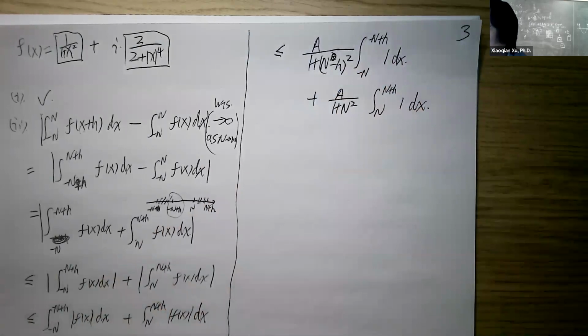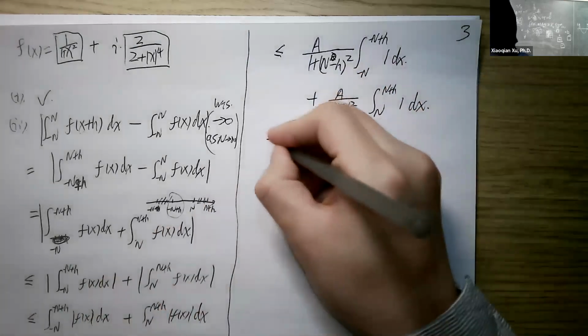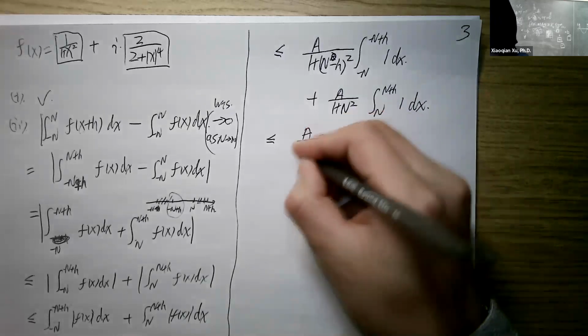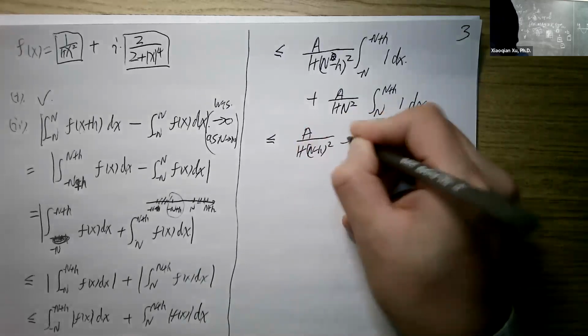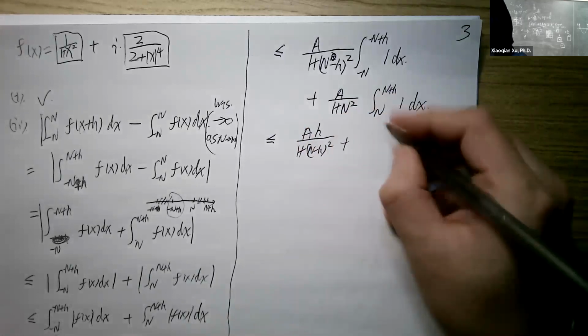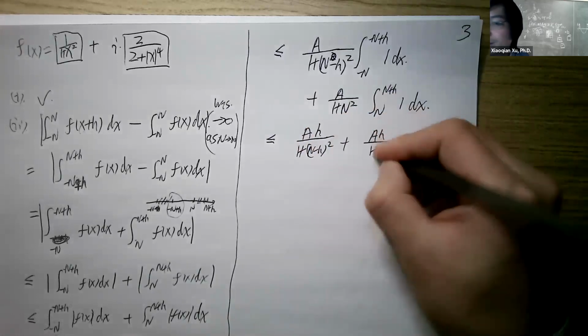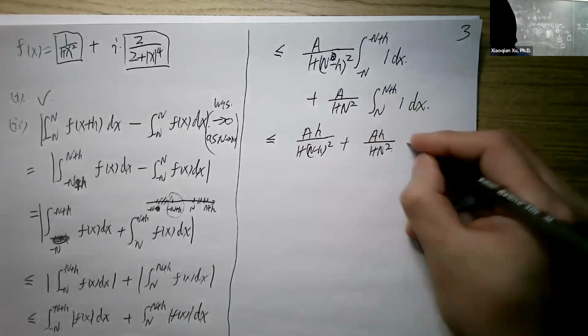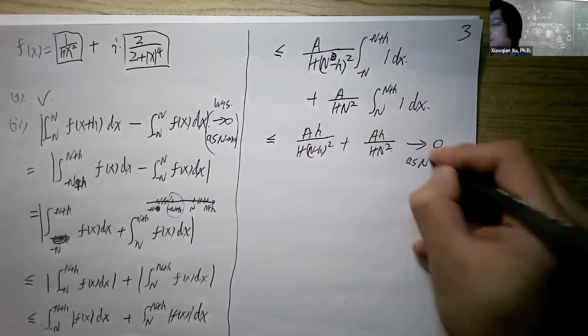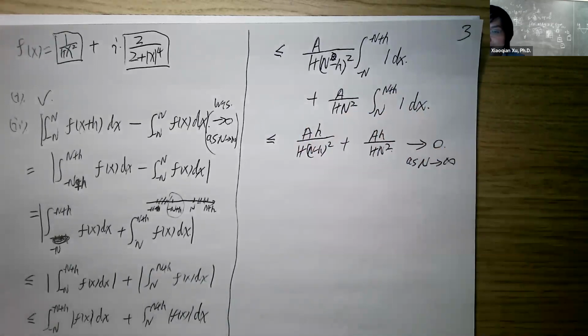Okay, so this is less than or equal to a divided by 1 plus (n minus h) squared times h, plus a times h divided by 1 plus n squared. So you can see that it tends to 0 as n goes to infinity. You can use epsilon-delta language to say it, but you can also see it very clearly under this expression. For fixed h, it will tend to 0. Okay, any question?